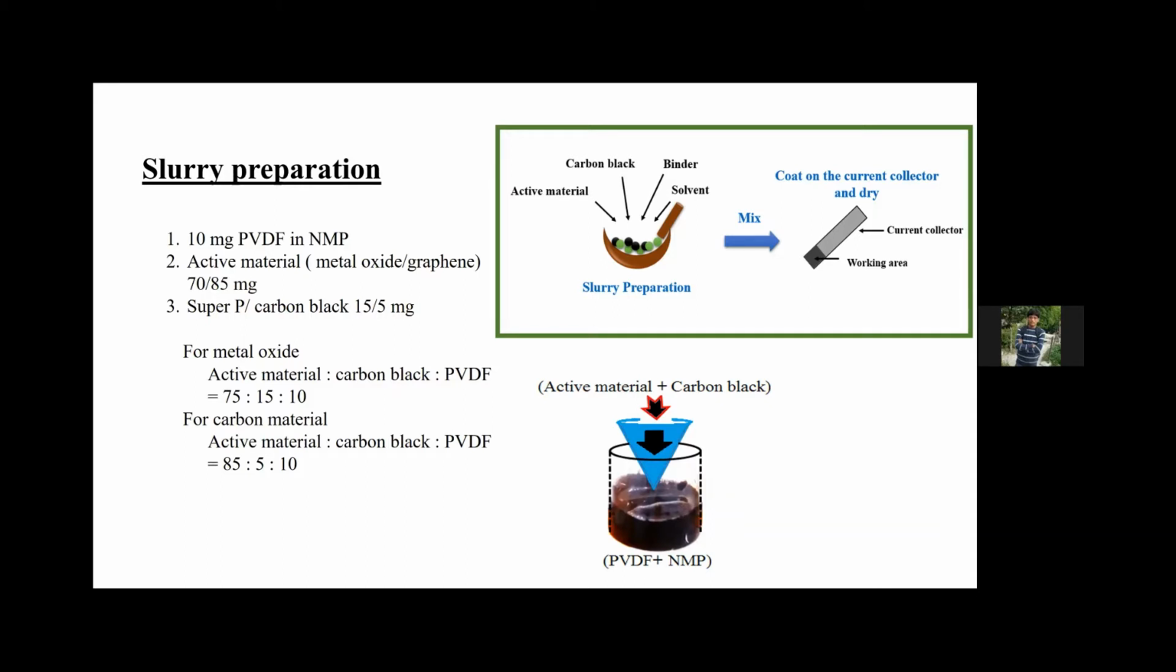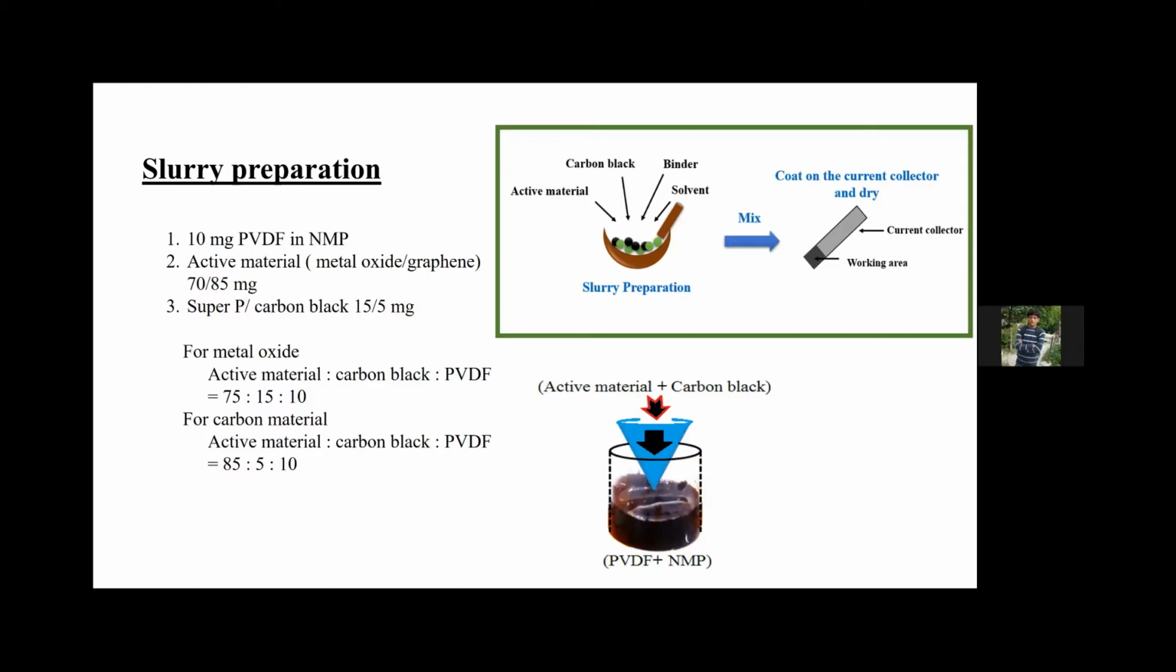Generally, we first use our binder, and if we want to deposit a metal oxide, the ratio of active material, carbon black and PVDF is 75 to 15 to 10. That means if we want to make, suppose, 100 mg of slurry, then we use about 75 mg active material, 15 mg carbon black, and then 10 mg binder.